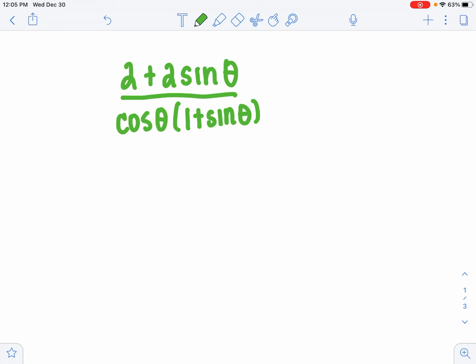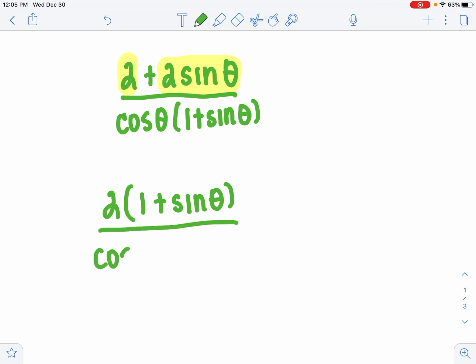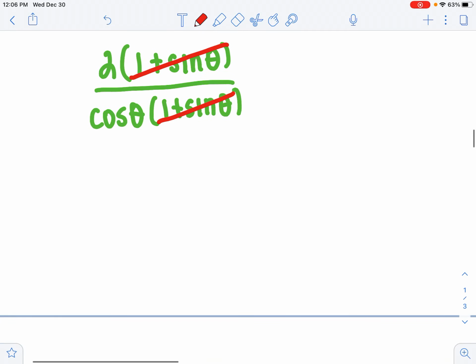The next thing I notice about my numerator is that I have 2 terms, and they have a 2 in common, so I can factor out the 2. If I factor out the 2, I have 2 times 1 plus sine of theta over cosine of theta times 1 plus sine of theta. Now I see there's a 1 plus sine of theta in the numerator and in the denominator. Those cancel. Now I have 2 over cosine of theta.